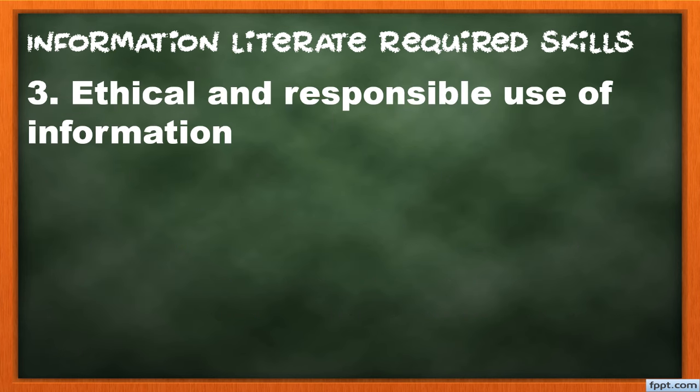Next is ethical and responsible use of information. One of the required skills of an information literate individual is to be ethical and responsible in using information. How are we going to be ethical and responsible? If we know that the information doesn't belong to us, or we did not produce nor own the information, it is rightful to give proper credit to the rightful owner. On the next subtopics, we will discuss how you will cite your sources or how you will give credit in a bibliography.